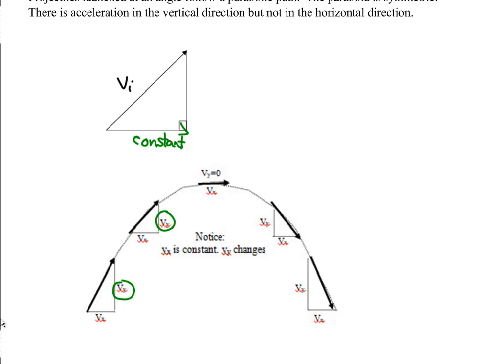At the top of the path, all I have is a 0 vertical velocity. My horizontal velocity is constant. So this vector is the same length as this vector, is the same length as this vector, and this one, because the horizontal velocity is constant.